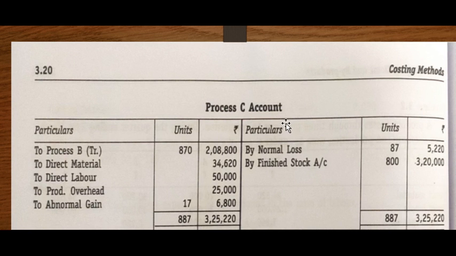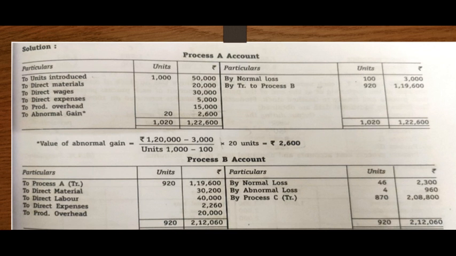So this is the process C account. How much has been transferred from process B? 870 units. So 870 units, and what is the cost?